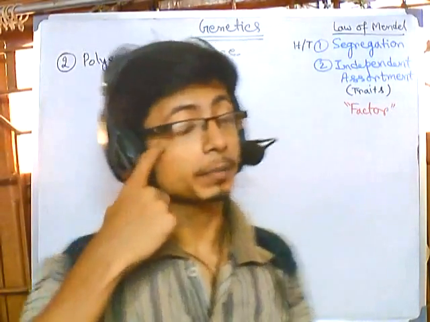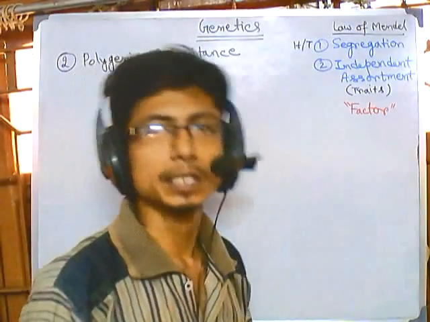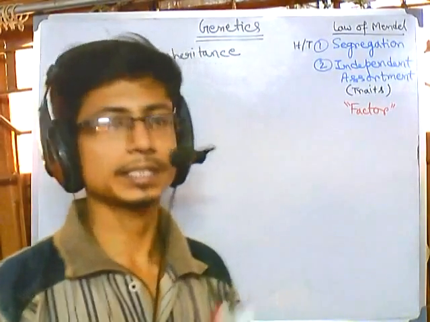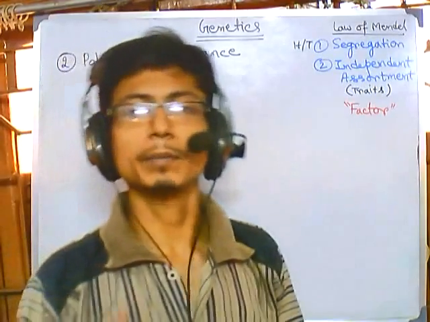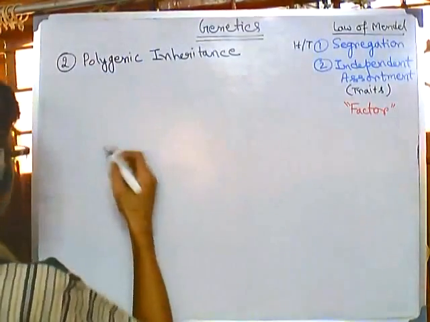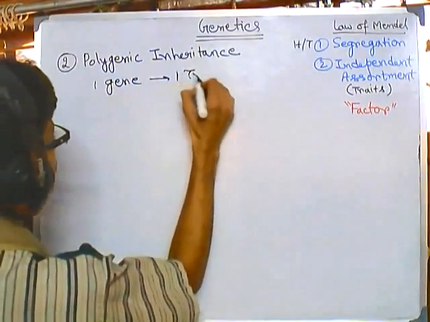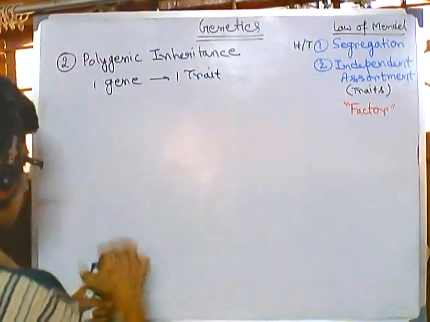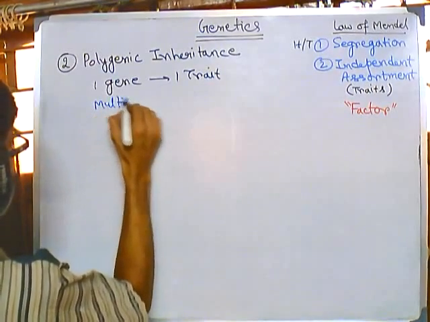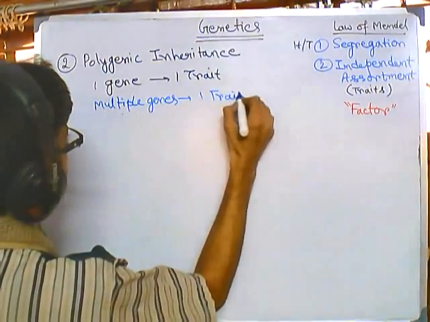It is controlling all the traits. It's completely true, but according to Gregor Mendel, all of these traits that we are seeing are controlled by one gene. So one gene controls one trait, but actually nowadays it is seen that there can be multiple genes which are controlling one single trait. For example, in case of Gregor Mendel, one gene controls one trait. But nowadays, research has proved that there can be more than one, so multiple genes are controlling one trait. Now examples are given.